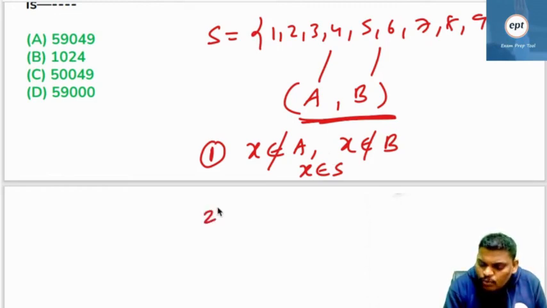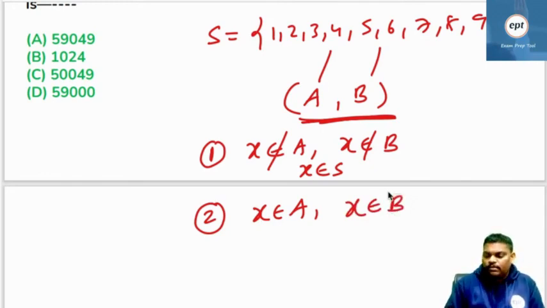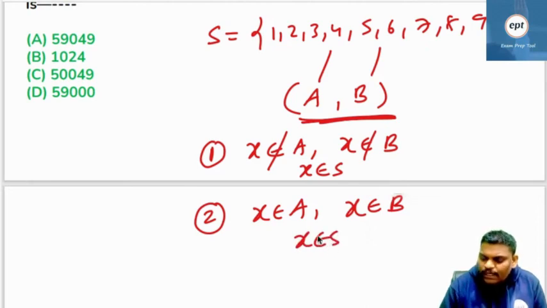One more thing is, if you take any element of S, that element can be there in both. That is also okay. X belongs to S, and that X belongs to both. If it belongs to both, A and B are subsets of S is satisfied, and A is a subset of B is also satisfied. B may or may not be a subset of A, there is no condition. That is also okay.